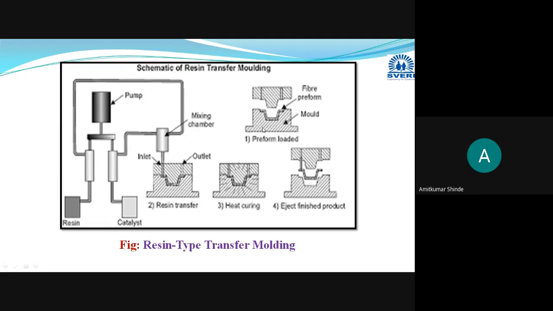Here automation is done in different stages. Loading of the preform, here automation is used. Then the resin, injecting the resin along with the catalyst, here also automation is used. Then in the heating of the mold, automation is used, and ejecting the final component after opening the mold, here also automation can be used. In this way, this resin transfer molding process is done. In today's session, we have completed this transfer molding part.